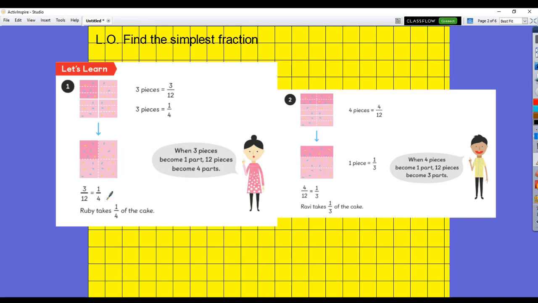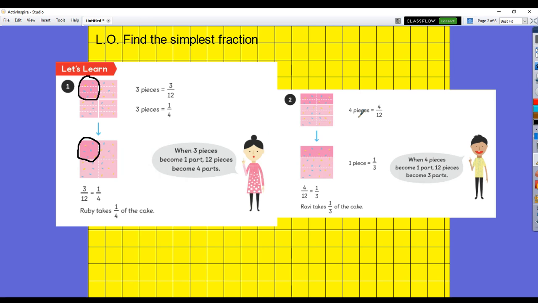Okay, so we can say 2 things. We could say Ruby has taken 3/12 of the cake, or we can say she's taken 1/4 of the cake, because that is the same thing. As you have a look here, 3/12 at the top here is exactly the same as 1/4. Okay, they're equivalent fractions, they're the same. We just put it into its simplest form.